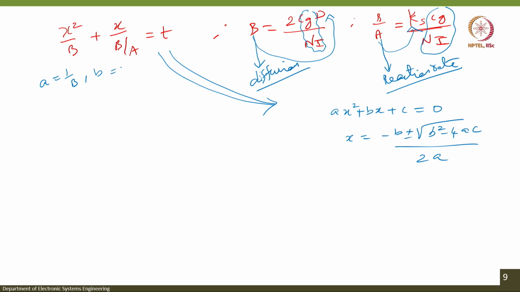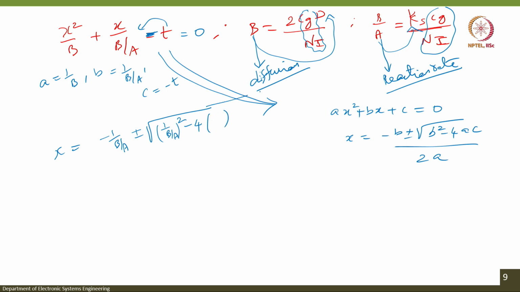small b is 1 by b by a, c is minus t, okay. When this guy comes to the left hand side, it will become minus t, that is equal to 0, x square plus bx plus c. Now if I substitute for this, x is, right, minus 1 over b by a plus or minus root of, again b square is 1 by b by a whole square minus 4, what is a?